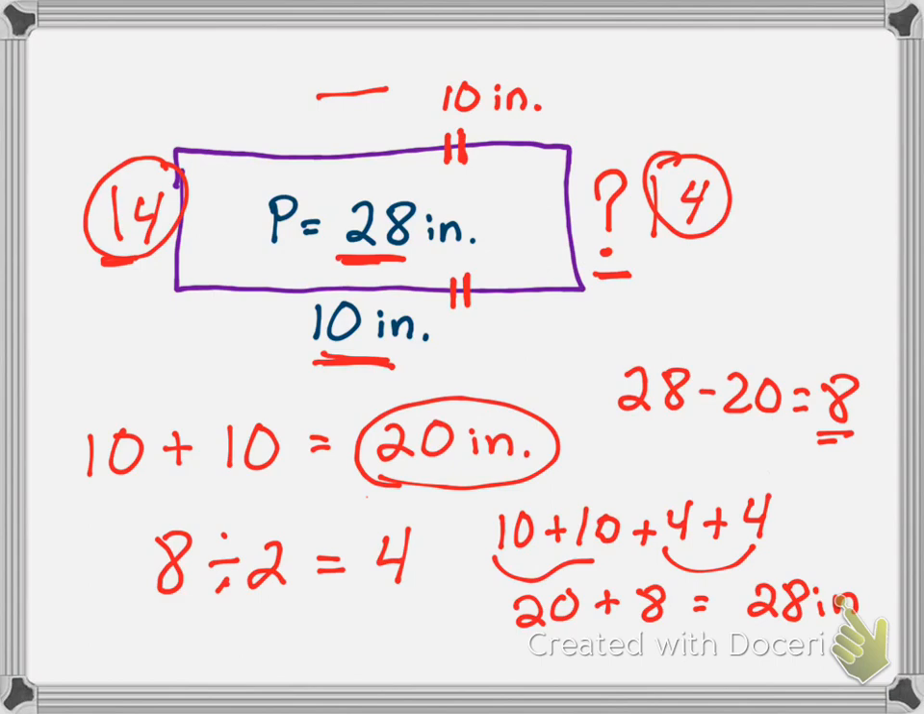Another way of doing that would have been, in parentheses, 10 plus 4, and times it by 2. And we get 10 plus 4 is 14, times 2, and we get 28. That's the other way of solving this.